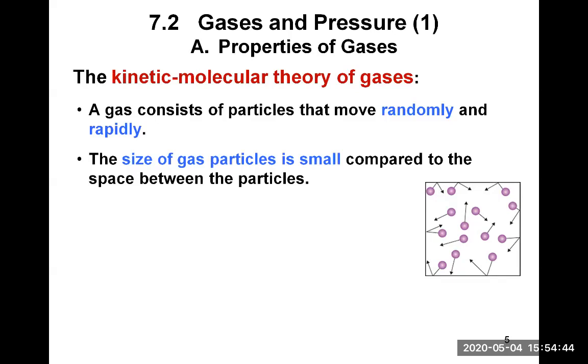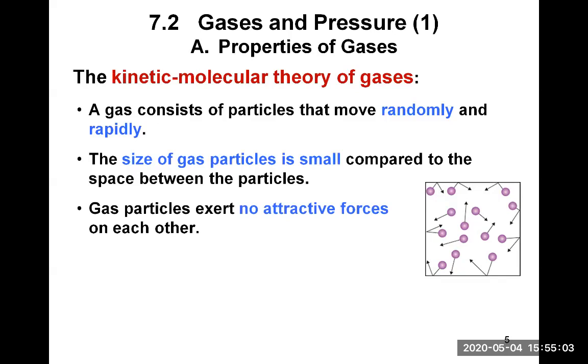You also notice that the size of the gas particle is small compared to the space between the particles, right? The particles are the pink spheres, and there is all that empty space between them. So there's a lot of room between the particles of gas. Gas particles exert no attractive forces on each other. There is nothing that attracts them to each other, and neither are there any repulsive forces that repel them from each other. So there are no intermolecular forces between the gas particles.